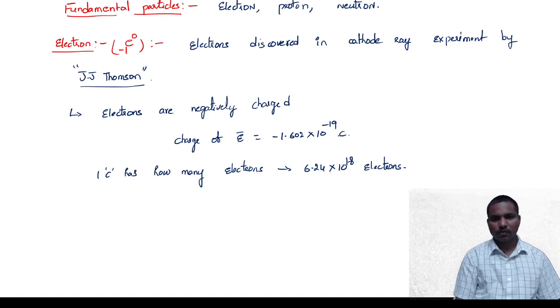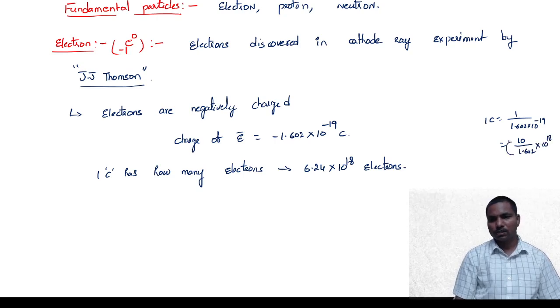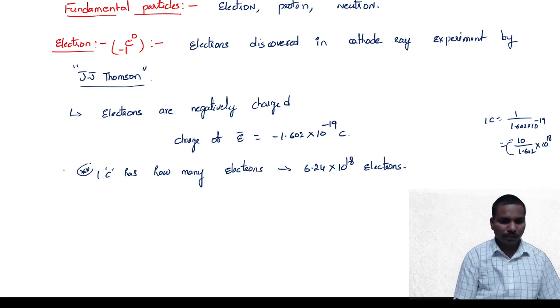Reverse: 1 coulomb is equal to 1 by 1.602 into 10 power minus 19. So minus 19 comes to the numerator, 10 power 19. If you go with 10 by 1.602 into 10 power 18, we get 6.24 into 10 power 18 electrons. Very, very important, guys. One of the previous bit questions.